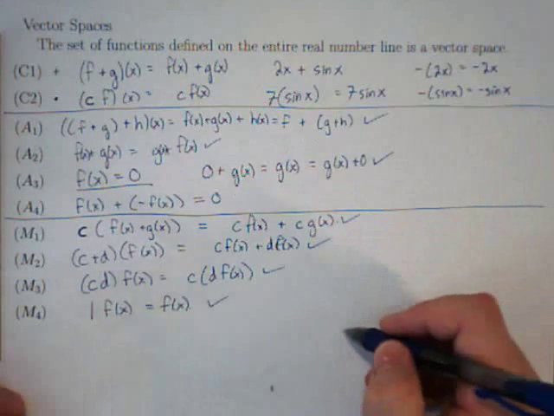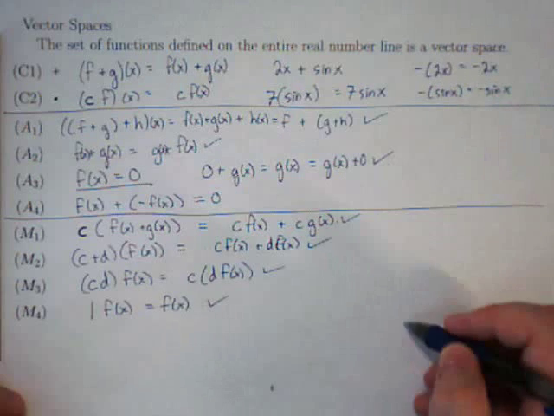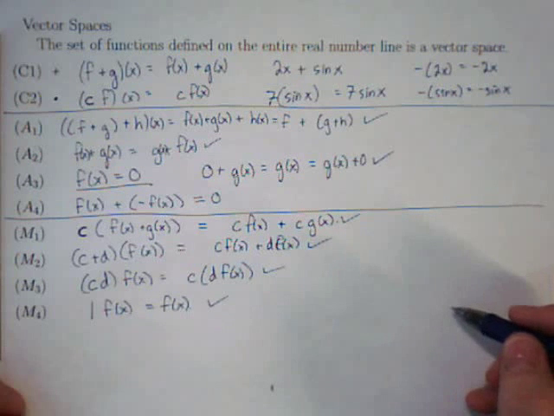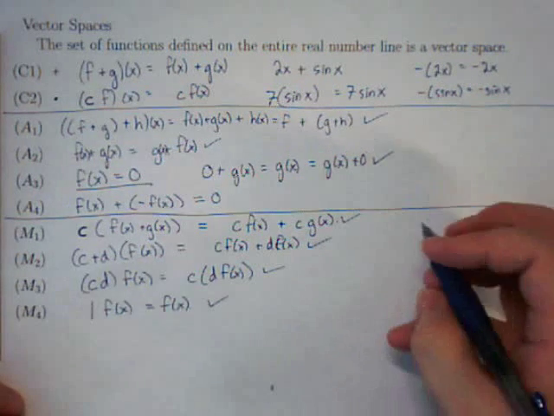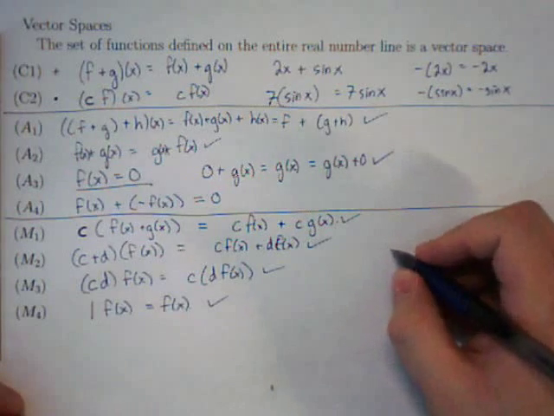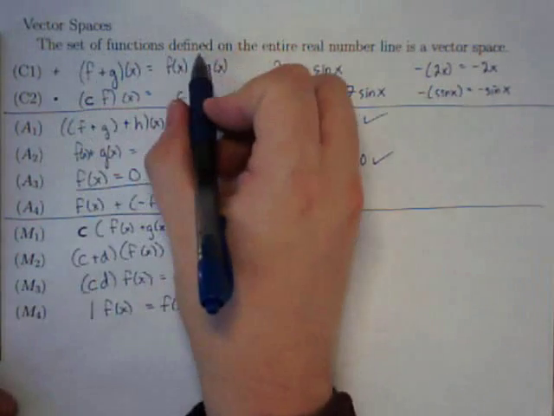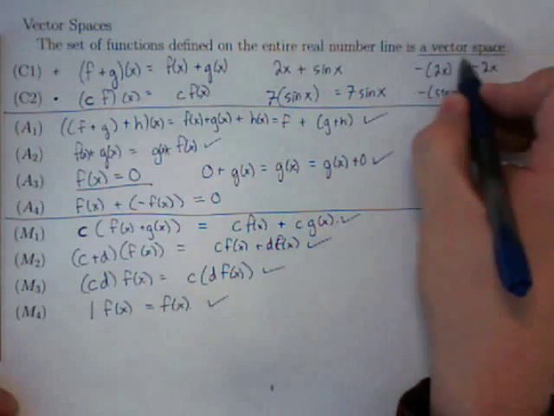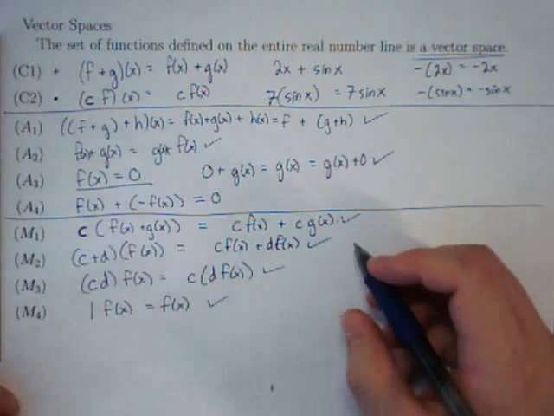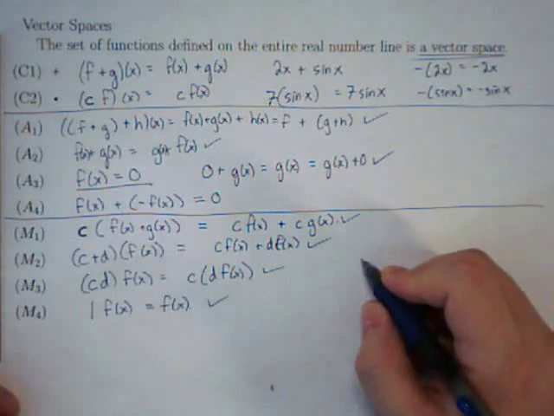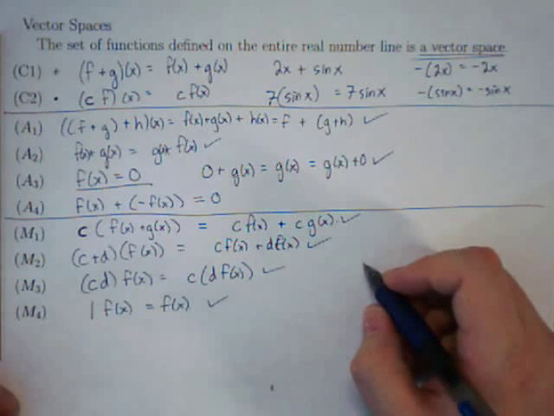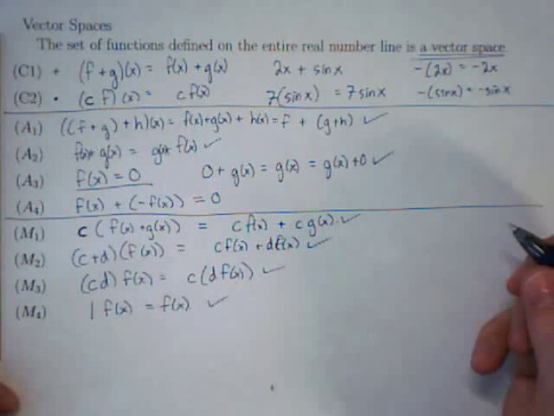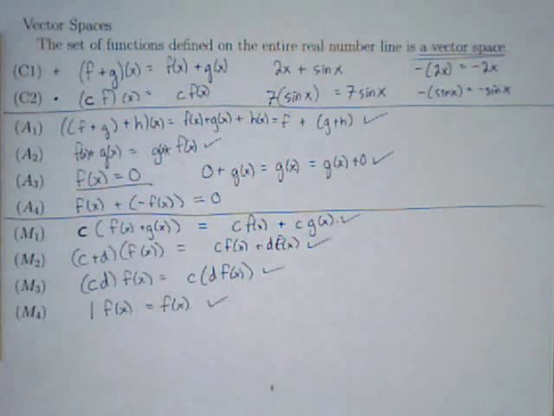All of these properties are things you've been using pretty much your whole life, ever since you learned about function notation. These properties show that the set of functions defined on the entire real number line is a vector space. And this particular vector space is going to show up over and over again as an overriding vector space, which we'll use to get other vector spaces. That completes the screencast.